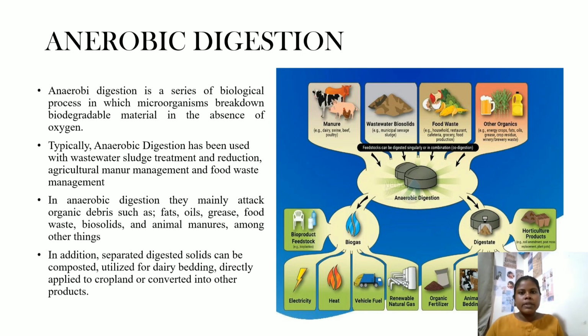So then coming to anaerobic digestion. Anaerobic digestion is a biological process where microorganisms break down biodegradable materials in the absence of oxygen. These methods have been used in wastewater sludge treatment and reduction, agriculture manure management, food waste management, etc. It also digests organic debris such as fats, oils, grease, food waste, biosolids, and animal manures. And in addition, the separated solids can be composted and utilized as a fertilizer.